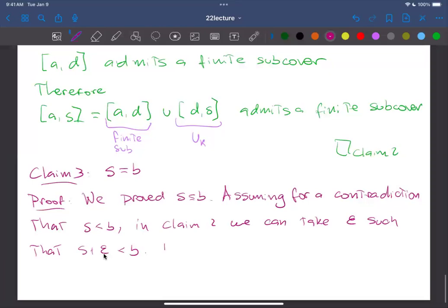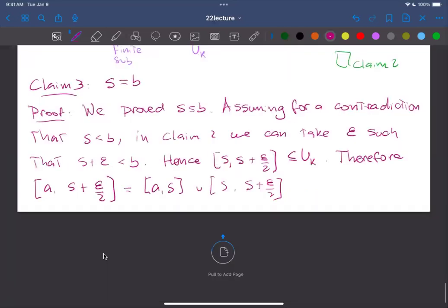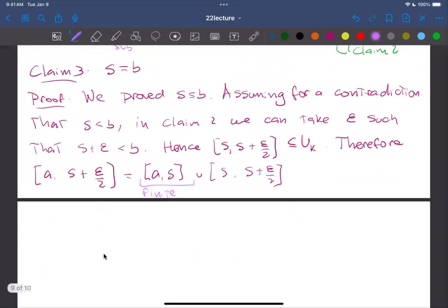And now in this case, our entire closed interval up to S plus epsilon over 2 will be inside U_K, because the entire open interval up to S plus epsilon lives in U_K. So if you close it at the half, you live inside U_K. And that means when you go from A to S plus epsilon over 2 closed, you have [A,S] union [S, S plus epsilon over 2]. We just proved [A,S] admits a finite subcover because S lives in C. So we proved this guy admits a finite subcover. That's claim 2. And the other piece is just contained in U_K, so it also admits a finite subcover.